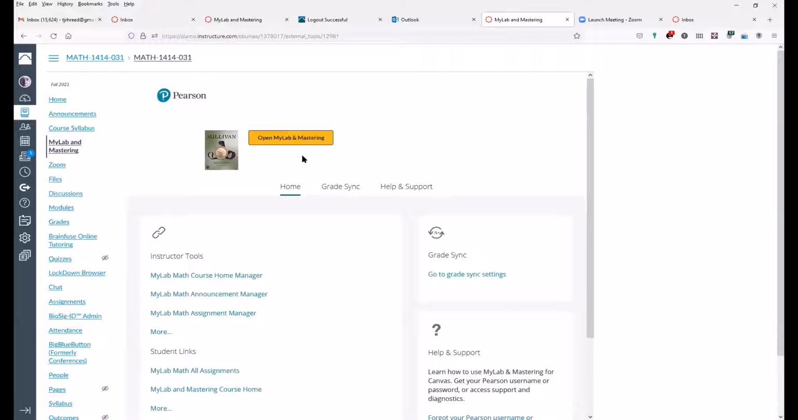It's asking for an access code. Then that's when you go down and look where it says waiting for financial aid. Okay, thank you. Okay.